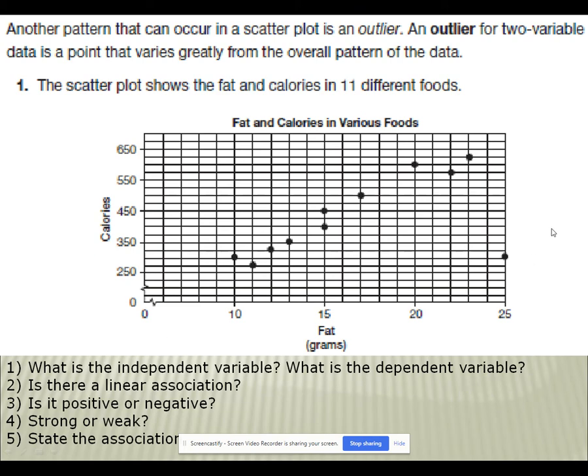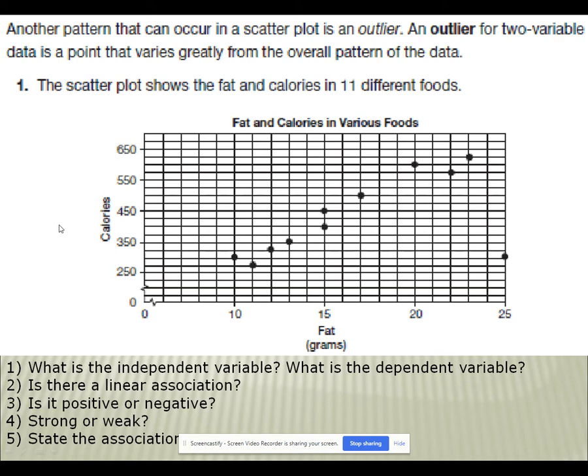So you're getting ready to have some questions you're going to have to answer on the next few slides, and these are the questions you're going to have to answer. So let's take a look and answer them together with this one, and then I'll have you do them for the other one. So number one, looking at that scatter plot, what is the independent variable? What is the independent variable? So if you look, we said the independent variable is usually the one that's on the x-axis, so the independent would be what? It would be fat. What's the dependent variable? That's going to be on the y-axis, so the dependent variable is calories.